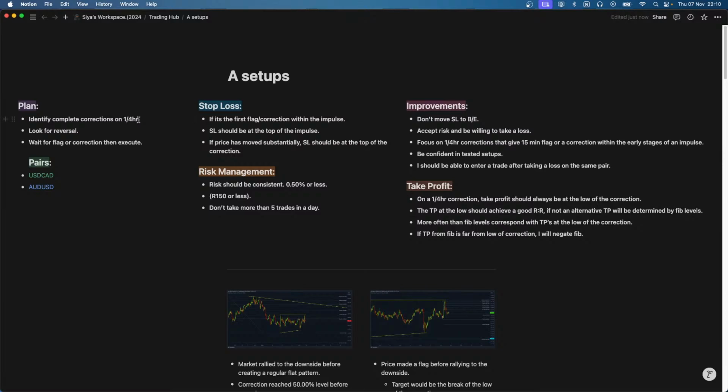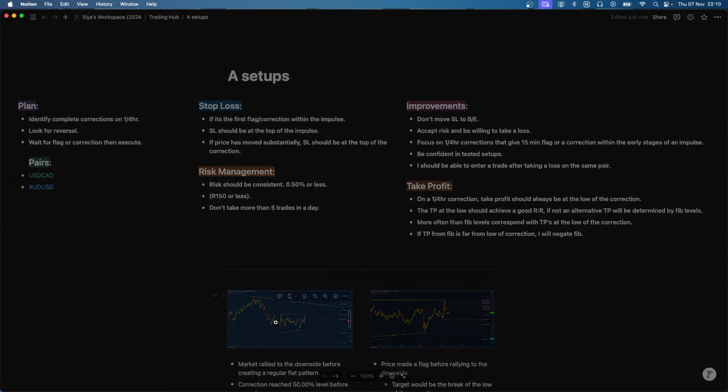I look for a 1 hour or 4 hour correction, right? And then once I've identified a 4 hour correction or a 1 hour correction, I start to look for a reversal. If I do see a reversal, I then wait for a flag, a pullback, or any type of correction, and then I execute, right? So here's an example.